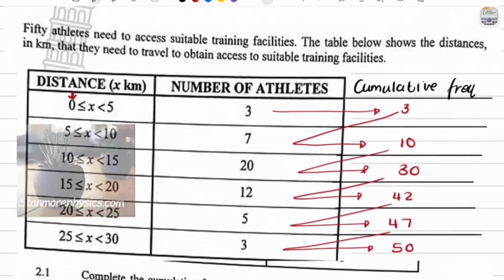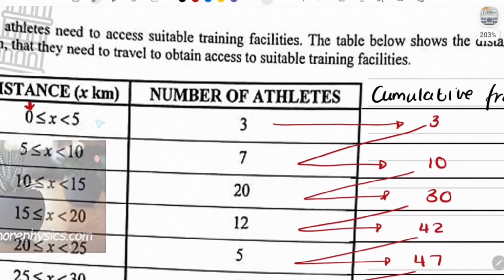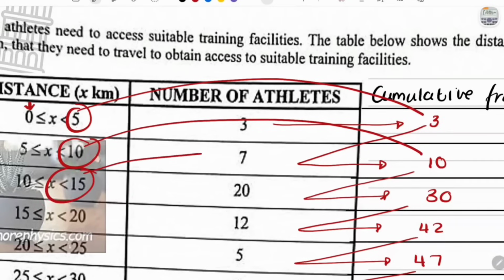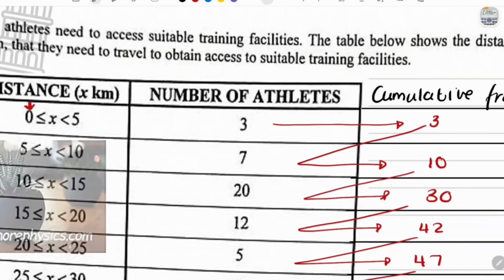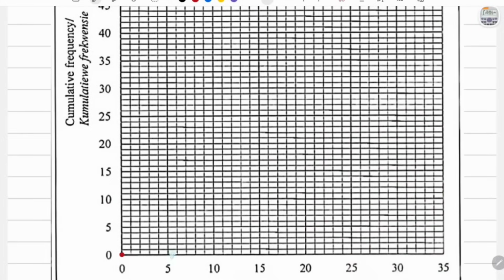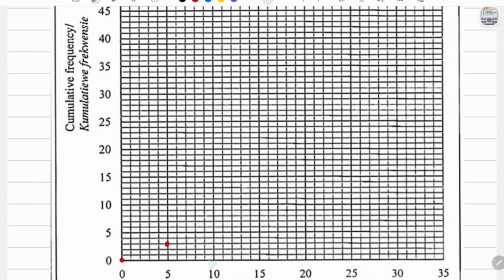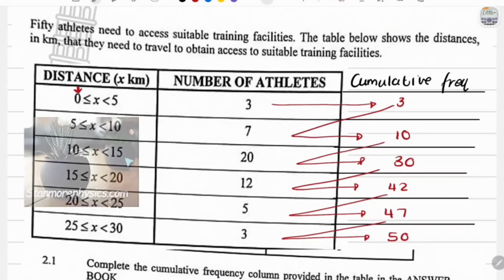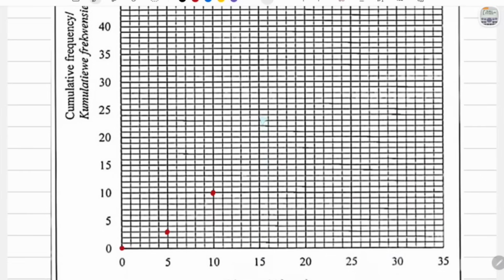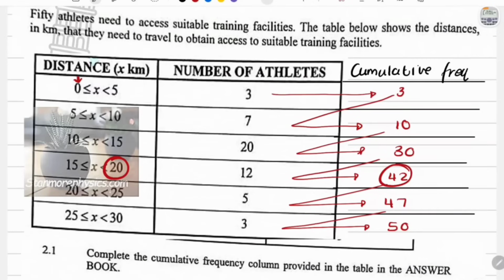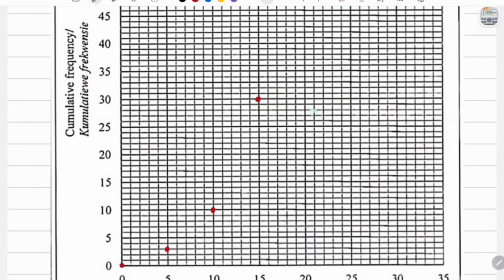Then the next one is going to be the 5 and your cumulative frequency value of 3. See? So now it's just going to be the 5 with the 3, the 10 with the 10, the 15 with the 30, and so on. So we have 5 and 3. Then we have 10 and 10. And then we have 15 and 30. So that is the 15, and our 30 is over here. And then 20 and 42.